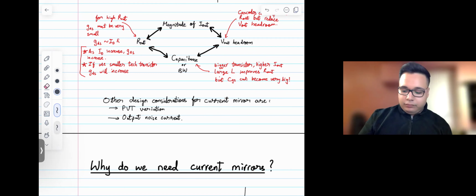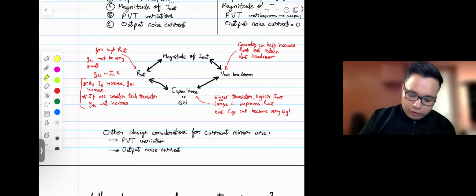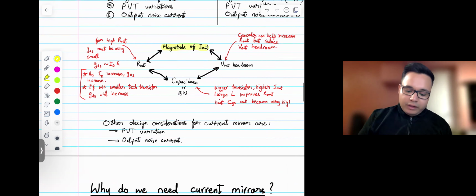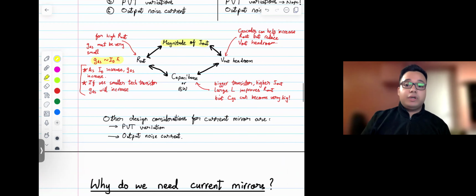And okay, well, another pointer here. Let's say you want to increase the magnitude of I out. Right now, GDS is directly proportional to the drain current and lambda. So if you're increasing the I out or the drain current of the output transistor, then the GDS also increases. And if GDS is increasing, then output resistance is decreasing. So here you're trading off. There's a bit of a trade-off with output resistance and the magnitude of I out.